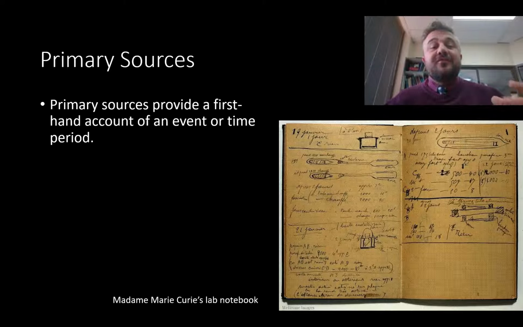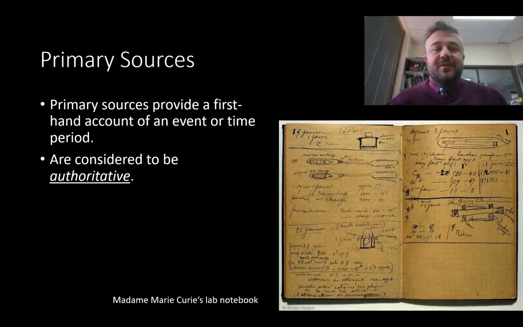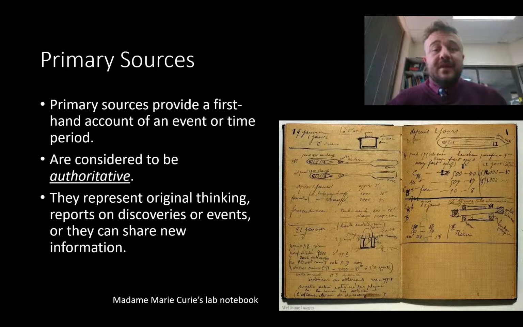So primary sources provide a first-hand account of an event or time period. In science, we're often thinking of experiments, right? But this could be stuff that happened at the time, like a historical document. So these are considered to be authoritative. In other words, this is what happened at the time, and they represent original thinking, reports on discoveries or events, or they can share new information.